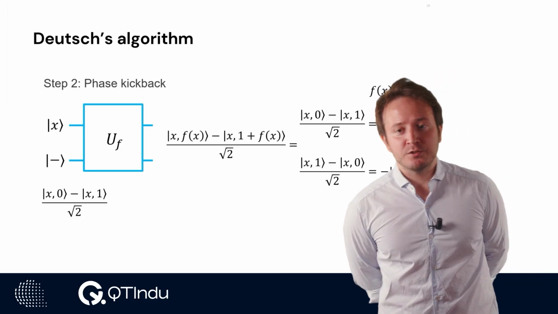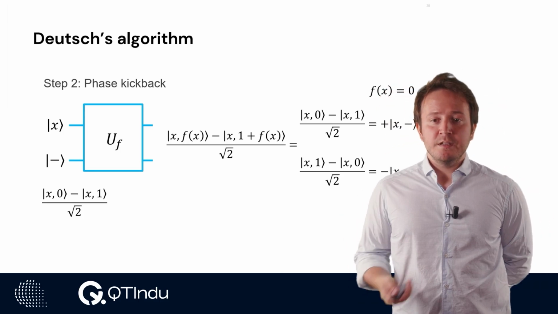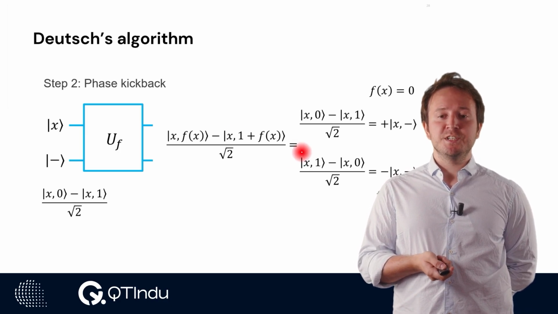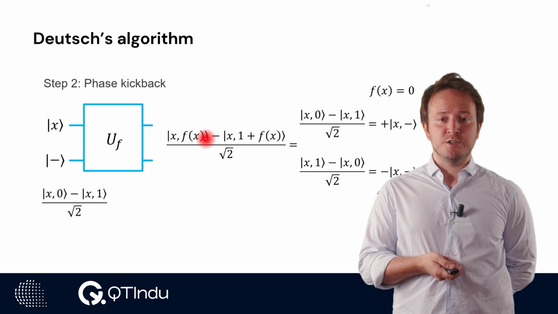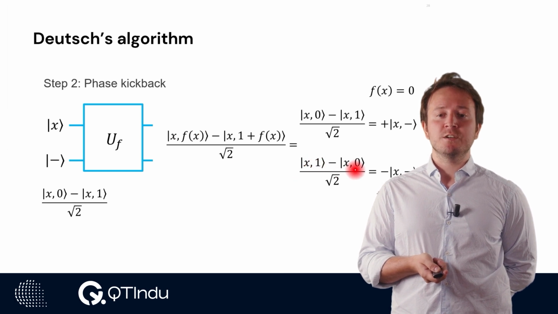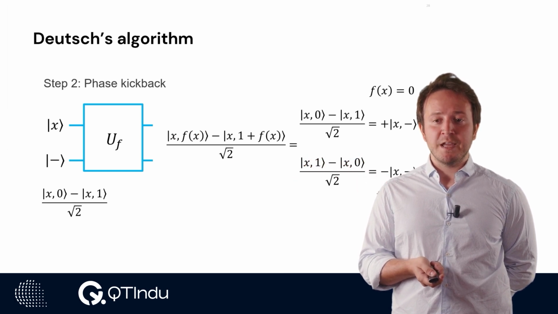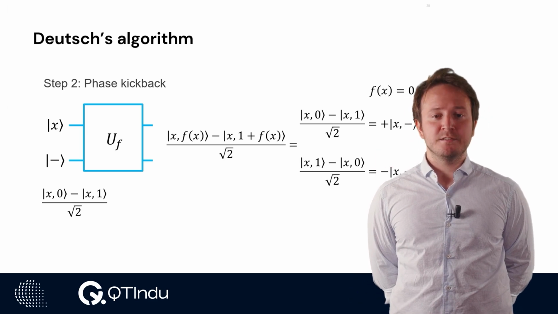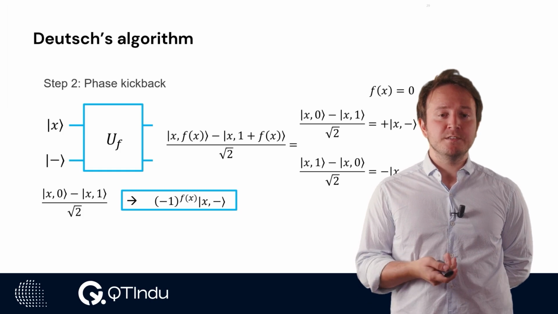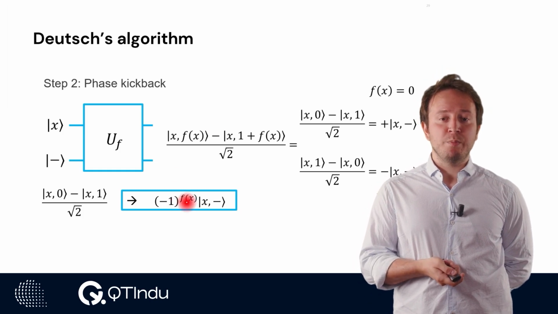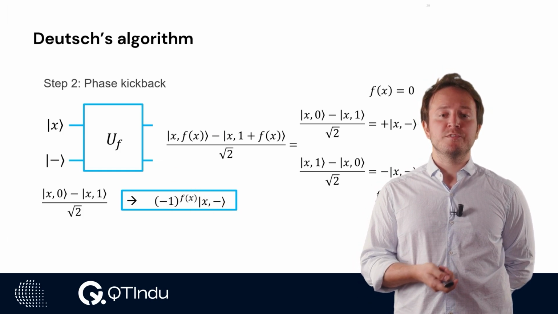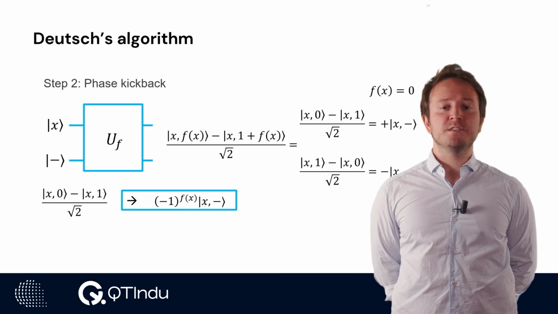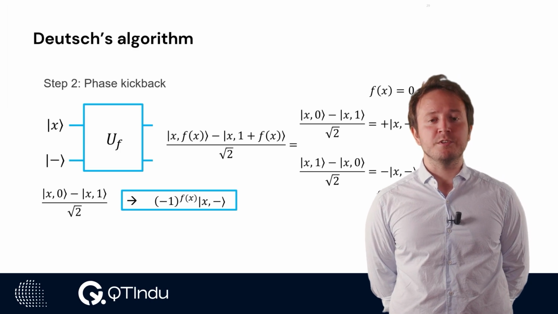However, if the function of x is 1, then what we will have is a phase shift, where the first term will become the x1, while the second one will be x0. In other words, we will get back minus the input state. We can summarize this result by saying that the output state will be -1 to the power of f of x times the input state. And this is famously called the phase kickback trick, and it's a very crucial part of quantum computing.